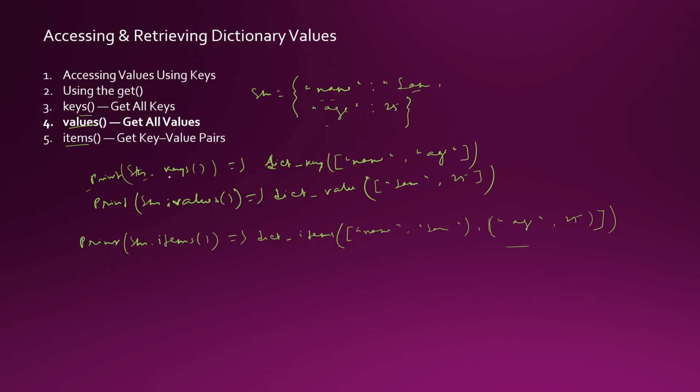So dot keys gives all the key names from my dictionary, dot values gives all the values from my dictionary, and dot items gives all the key-value pairs from my dictionary. So these are the basic few methods by which we can retrieve and access our dictionary values.